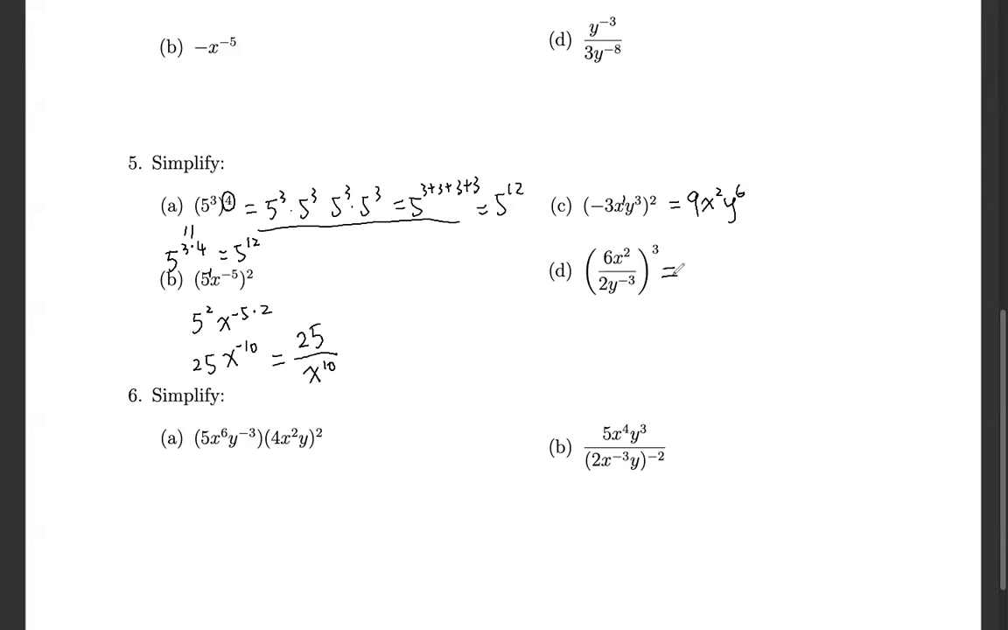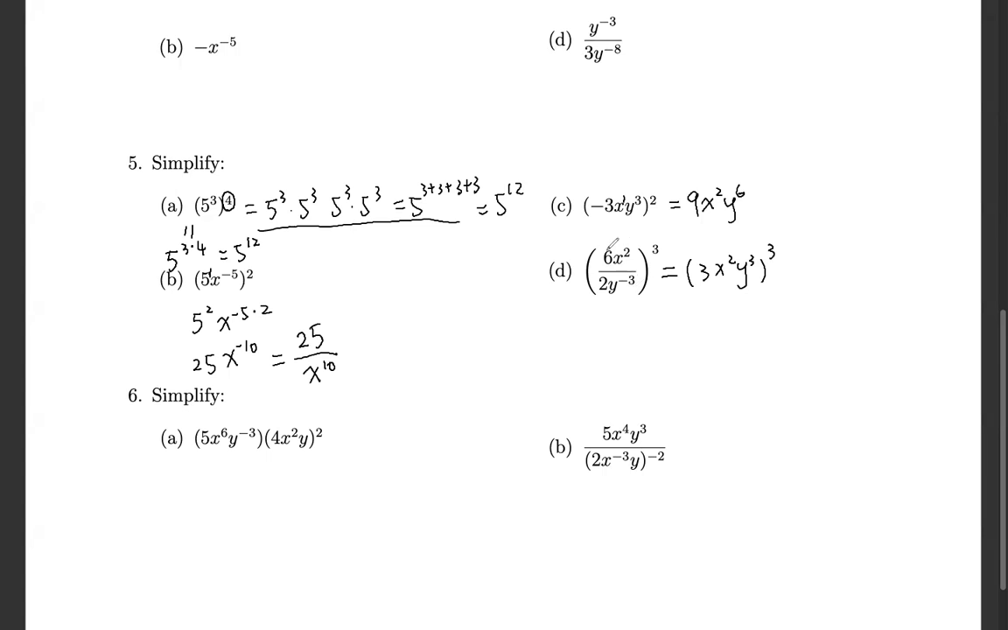So D, we divide it. Let's simplify inside first. Then we'll apply the exponent. So 6 divided by 2, that's 3. X squared, just x squared. And y raised by negative 3, now in the denominator, we flip into the numerator to have a positive exponent, then raised by 3.